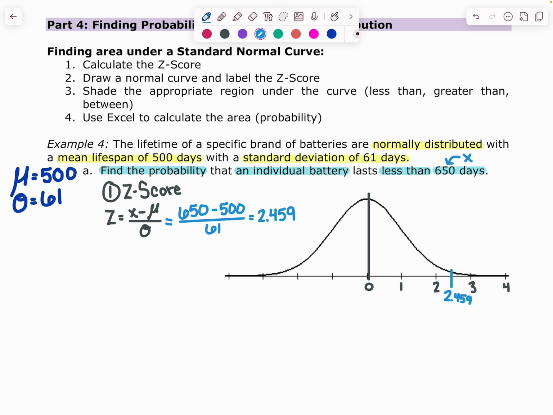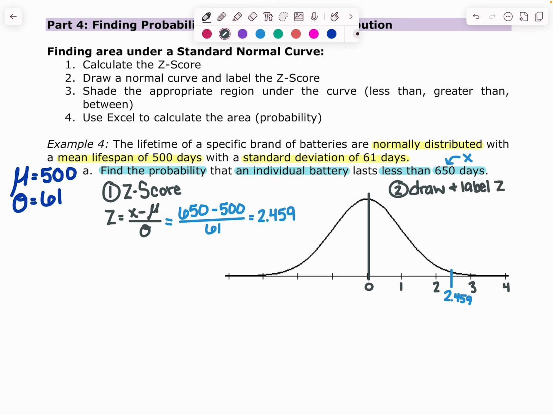The main idea of labeling this is recognizing that we're on the right-hand side of the mean and that we're going to be pretty far away. We're not way out here, but we're also not in here. Okay, we're a good distance away, but we're not way out in the beyond of the graph. So that was step 2, drawing the curve and labeling it.